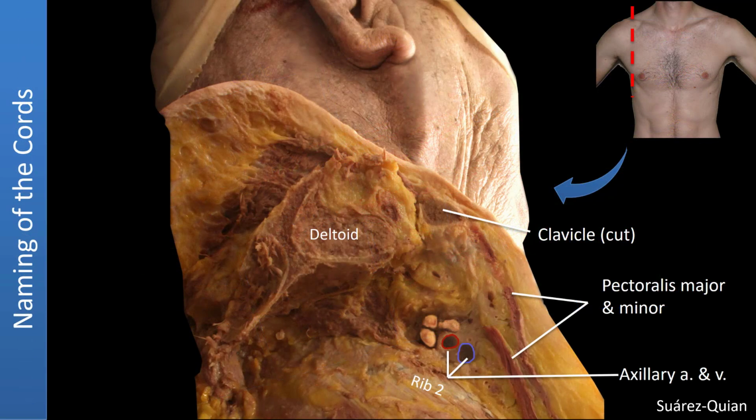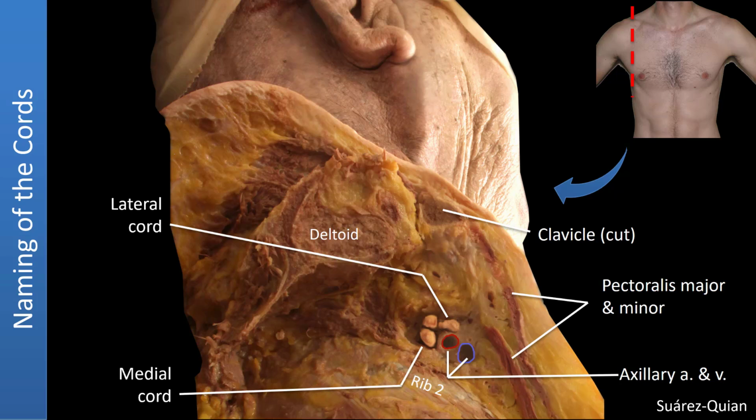The naming of the cords, whether lateral, medial, or posterior, is also done based on their topographical location, but now we use the axillary artery as a reference. Look at the image of the sagittal section in the slide, but now know that the cut was made more distally than the first cut. This time it includes the space of the axilla. The axillary artery serves as the reference point for the lateral, medial, and posterior cords.